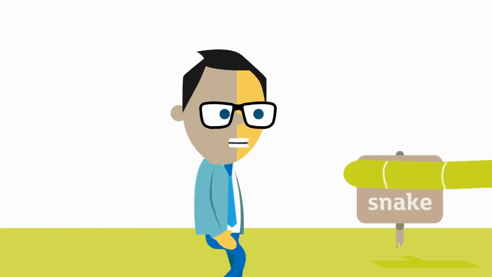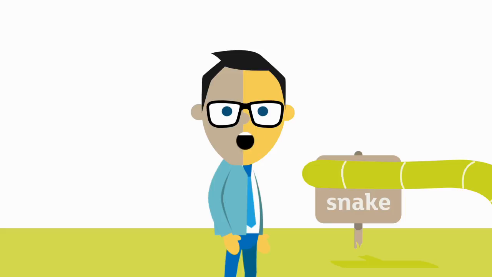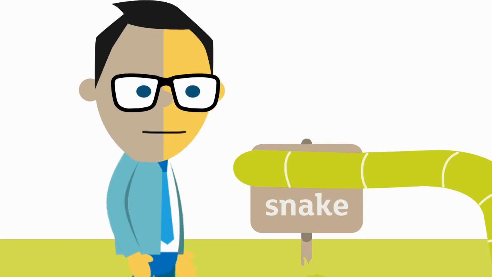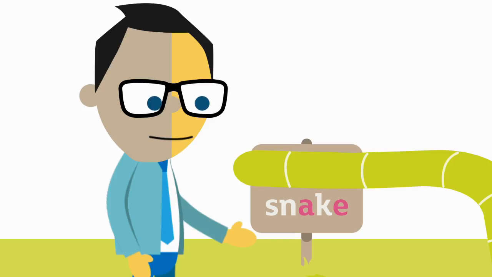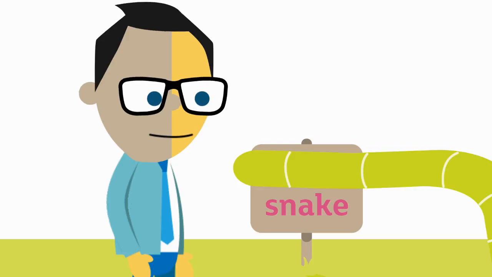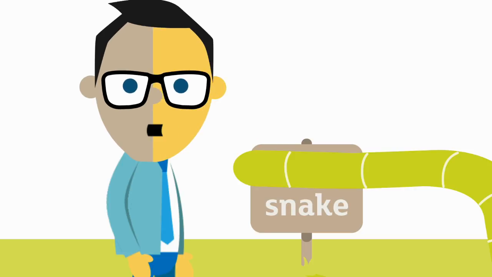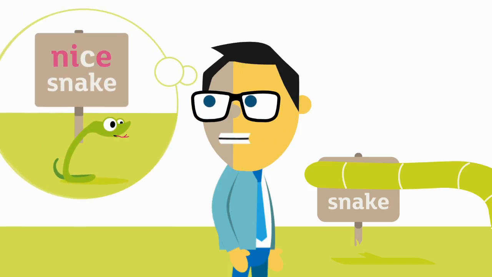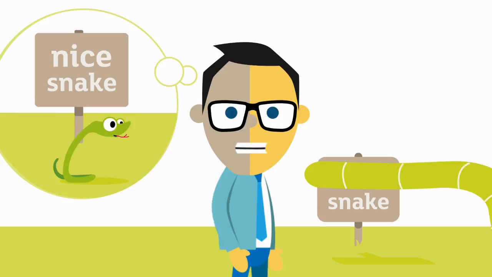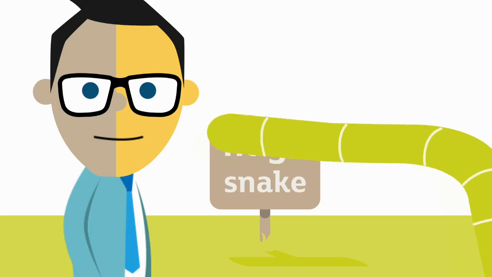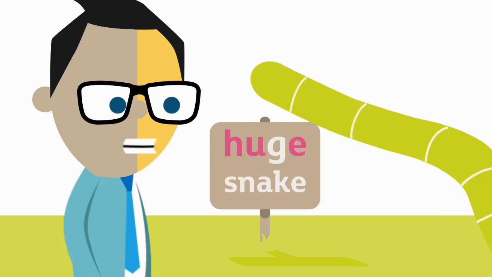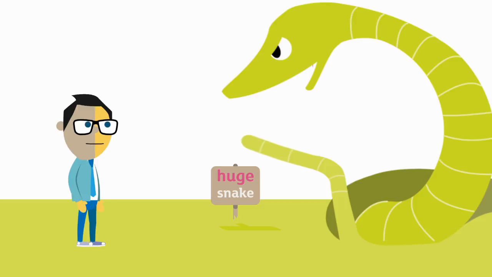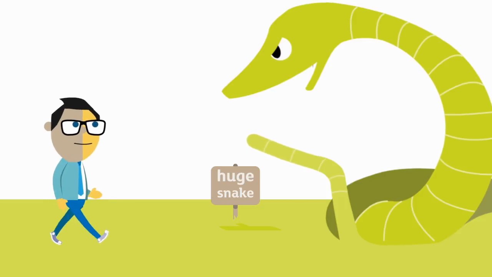Sometimes the two letters that make up a digraph, two letters that together represent a particular sound, don't sit next to each other in a word. For example, the A and E in snake are separated by the K, but they're still a digraph. The A and E together represent the long A sound, so we read s, n, ay, k, rather than s, n, a, k, e. We read nice rather than n, i, k, e. We read huge rather than h, u, g, e.